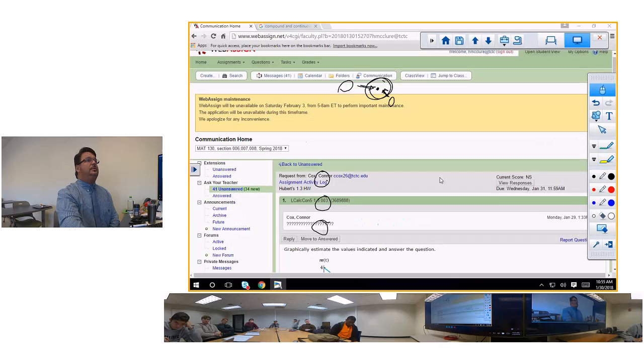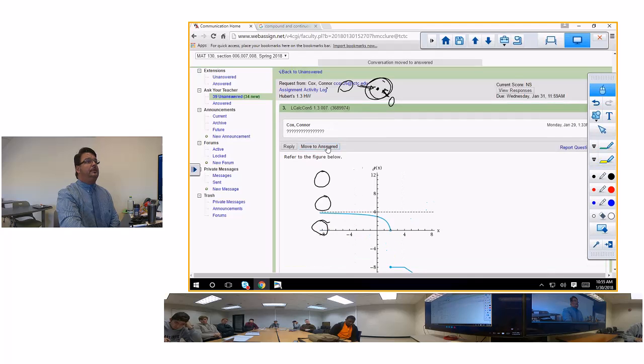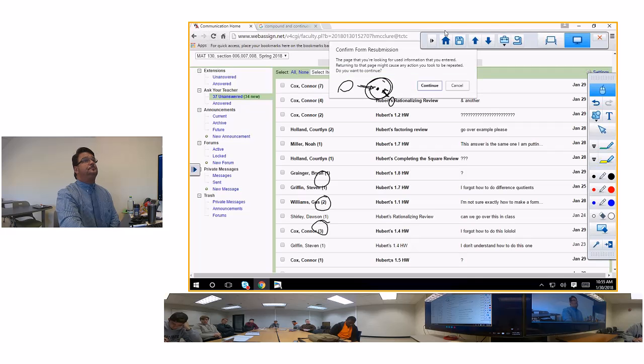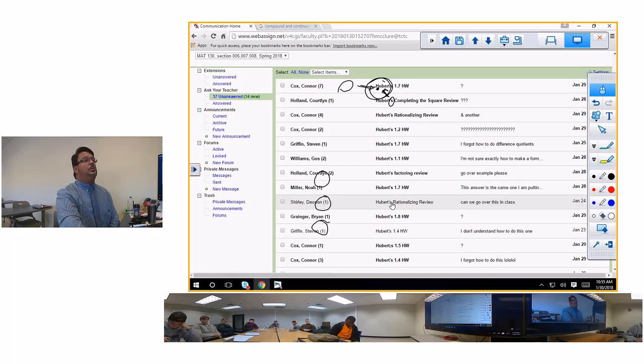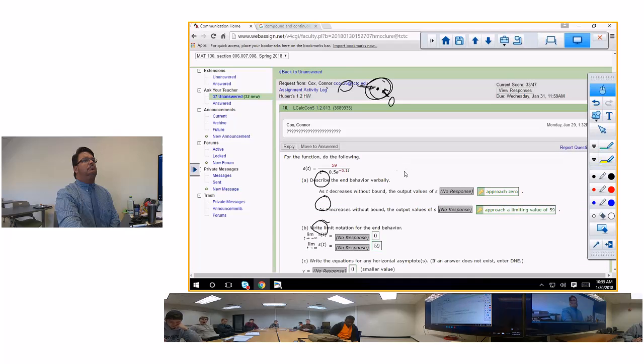Let me get out of this. I'm going to have to move answered, refresh. Okay, 1.7. I think we've covered 1.7. Let me do completing the square. We've covered that. 1.2. What is that? Let's see what 1.2 is. Okay.